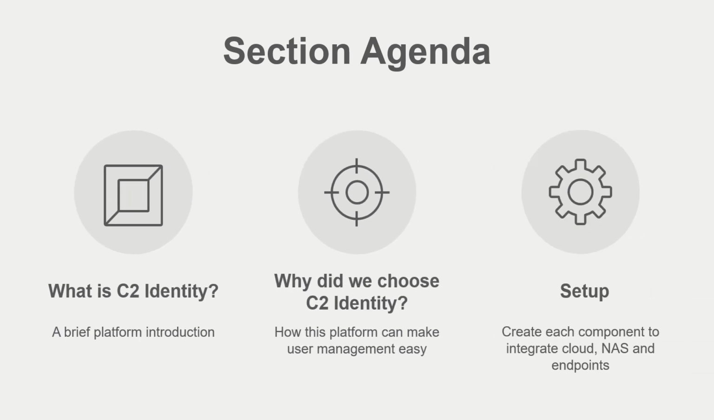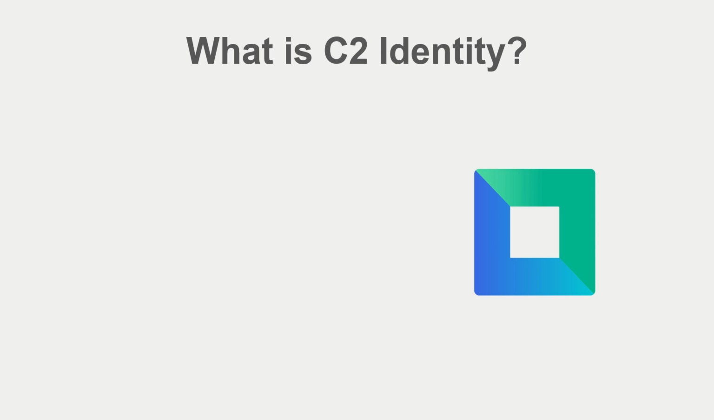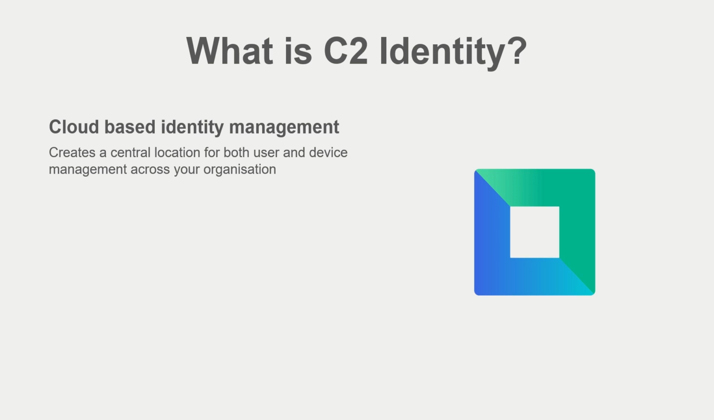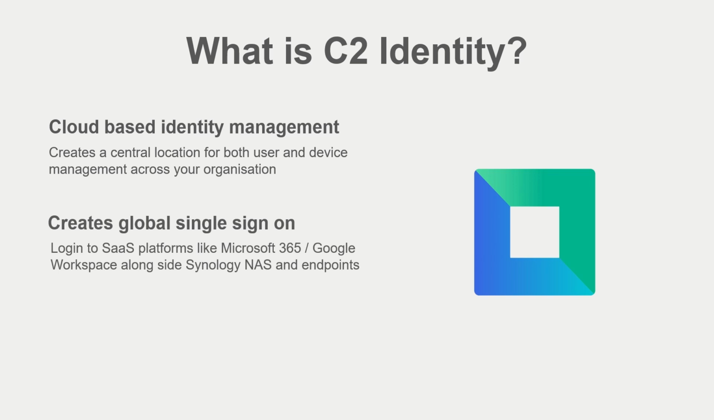We're then going to move into the actual setup and create each component to integrate our cloud, NAS, and endpoint devices like our PCs and servers that might be on site. You may be wondering, what is Synology C2 Identity? C2 Identity is a cloud-based identity management platform that allows you to centralize both your user and device level management from across your organization. It can also help you create a global single sign-on environment, allowing your users to use one set of credentials to access their on-premise resources, like their PCs, their servers if they have permissions to them, the Synology NAS, alongside any cloud-based resources they need to log into, be that Microsoft 365 or Google Workspace.